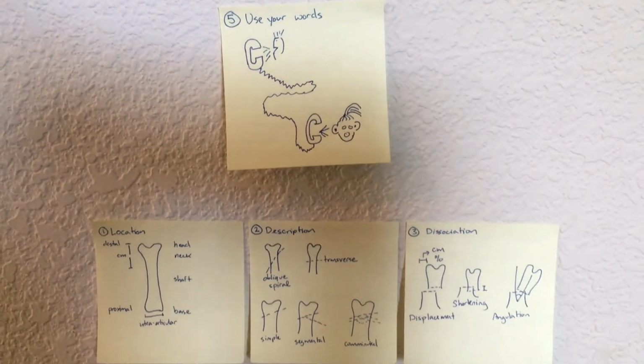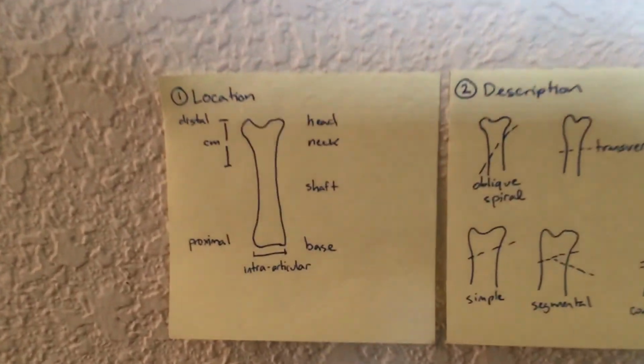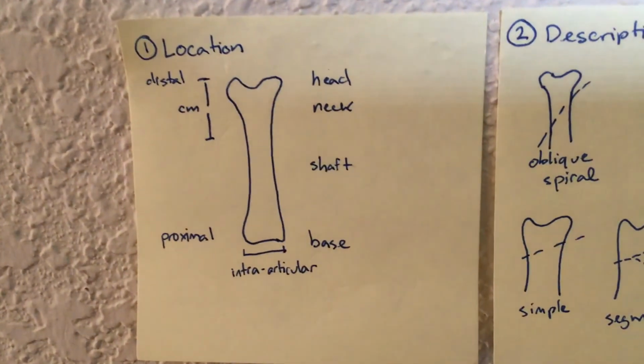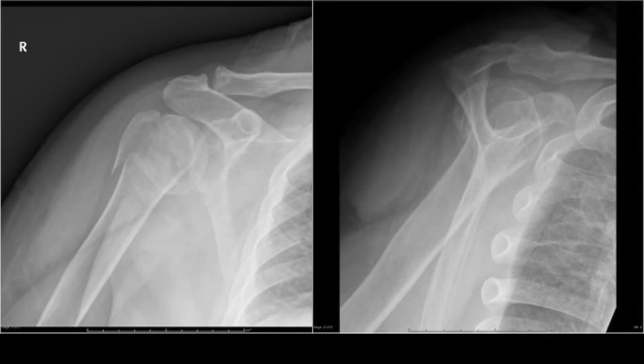Okay, let's dive in. The first thing you need to do when describing a fracture is describe its location. Is it proximal? Is it distal? How many centimeters is it from the articular surface, or is it articular? If there is bony anatomy you can use to pinpoint the fracture location, do so. Is it at the head, the neck, the shaft, or the base? For example, this fracture is located at the humeral neck. The fracture lies close to but does not involve the articular surface and does appear to involve the greater tuberosity.